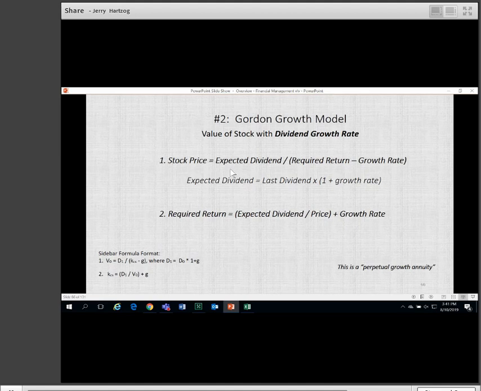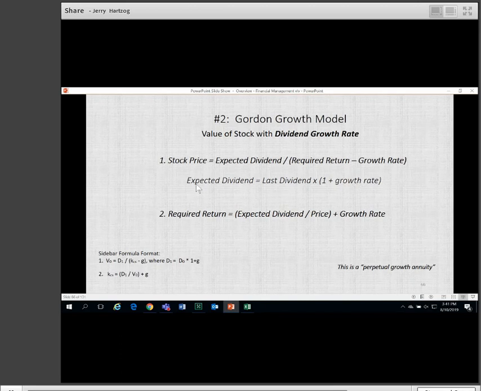So the model is just simply the stock price is equal to the expected dividend, the dividend the investor expects to receive, divided by the required return, an interest rate, minus the growth rate. Now, you'll notice it's expected dividend. Now, if you are given in the question the last dividend, say the corporation just paid a dividend of $2 or recently paid a dividend of $3, that's not what we're looking for. We're looking for the next one. And so if you have that last dividend, you just multiply by 1 plus the growth rate.